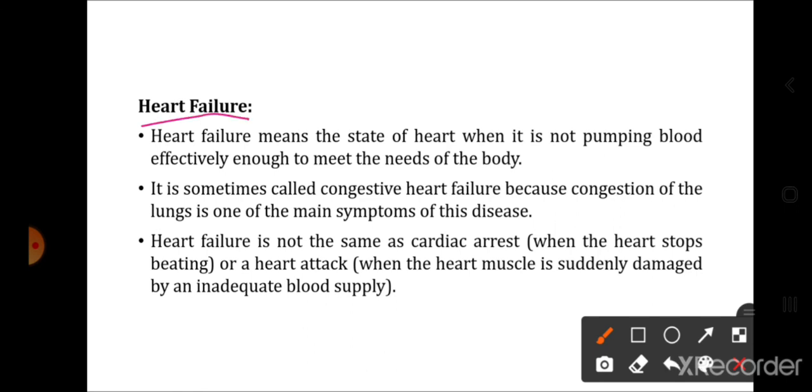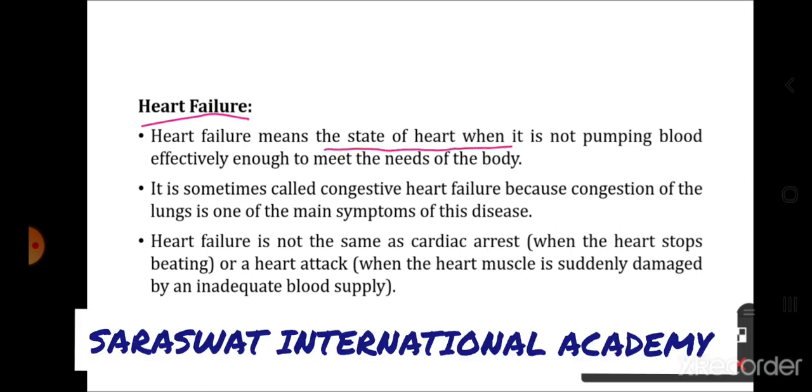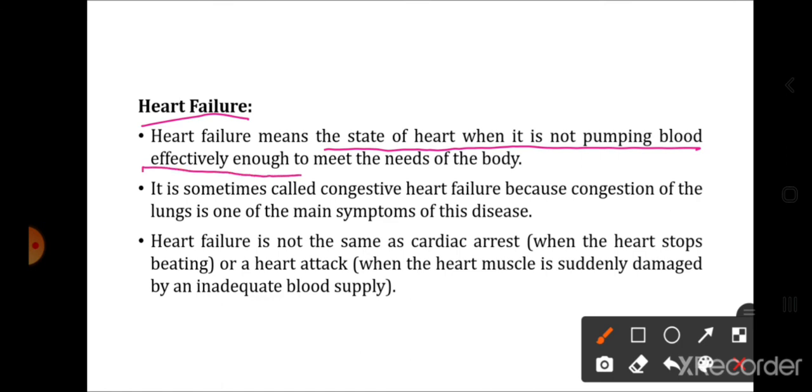The next one is heart failure. Heart failure means the state of the heart when it is not pumping blood effectively enough to meet the needs of the body. When the heart is not pumping blood in sufficient amounts, that situation is called heart failure. It is sometimes called congestive heart failure, because it is caused due to the congestion of the lungs, which is one of the main symptoms of the disease. Congestion of the lungs is a symptom of the disease. The lungs are congested and due to that heart failure takes place.